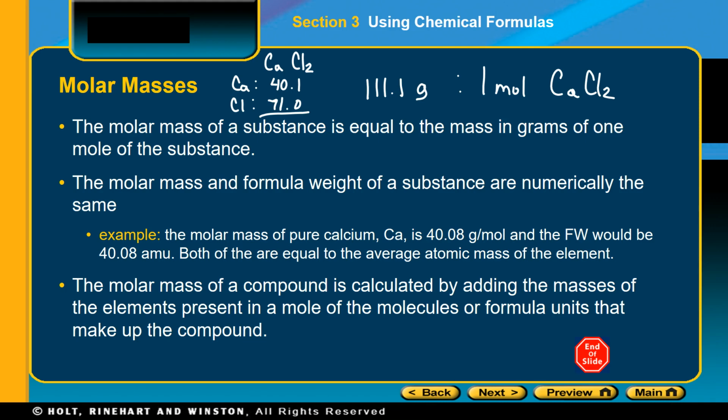So the molar mass of a compound is calculated by adding the masses of the elements present in 1 mole of the compound, or 1 mole of the molecules or formula units that make up the compound. So remember, a molecule or a formula unit, this represents a formula unit of CaCl2. All right. That's what we're looking at. If I ask for the molar mass of an individual element, it's just the average atomic mass. But if it's in a compound, we have to see if there's any subscripts, and then we'll multiply those subscripts and things like that.